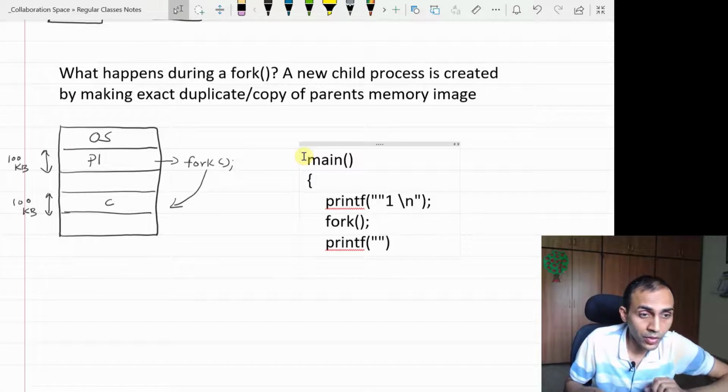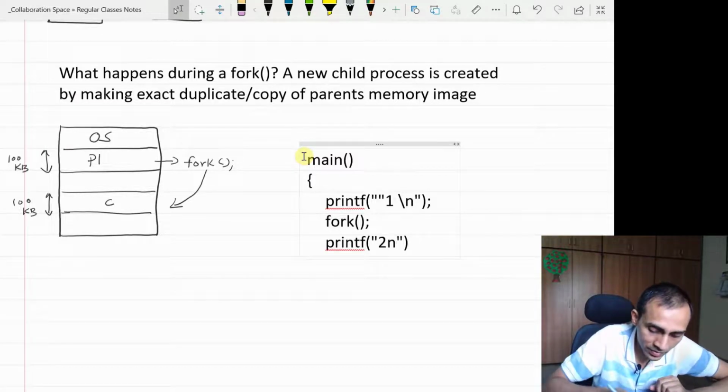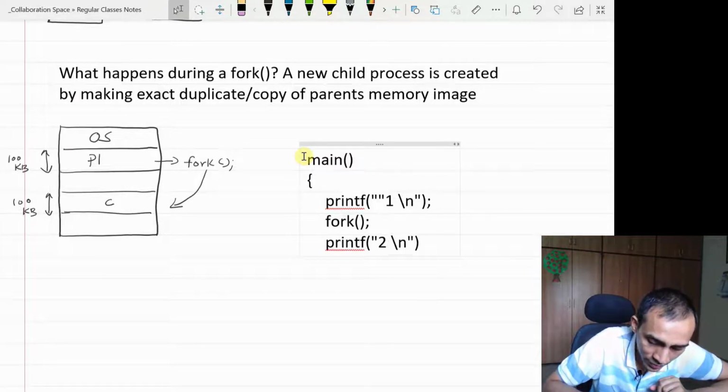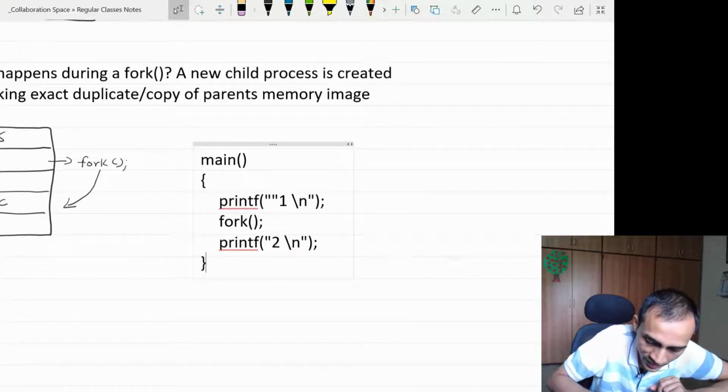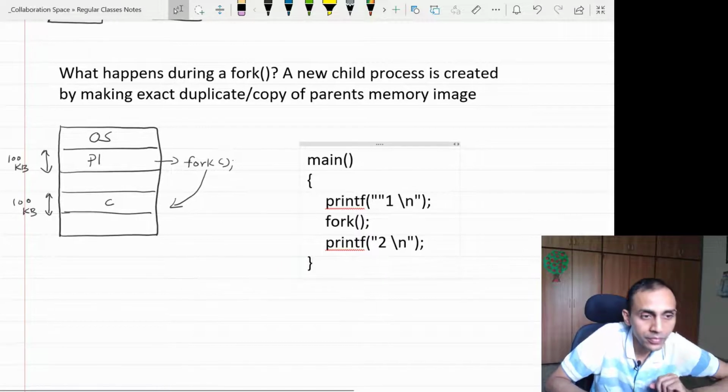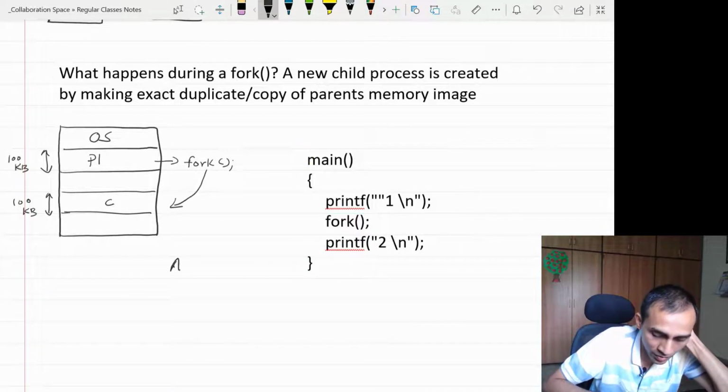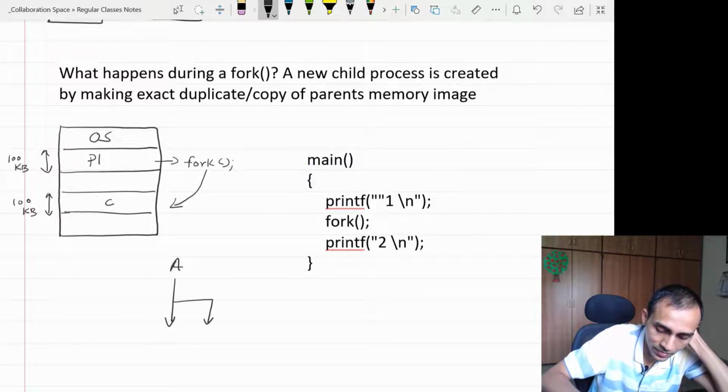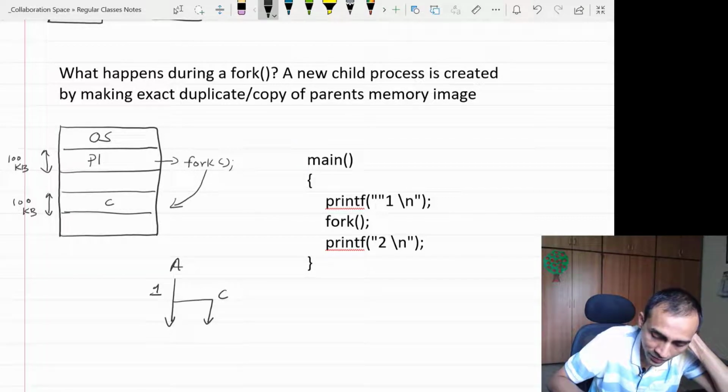Okay, so what this process A is doing, let us say process A is running. It first of all prints out 1. Then it calls fork. At this point of time, what will happen? Say process A is running.